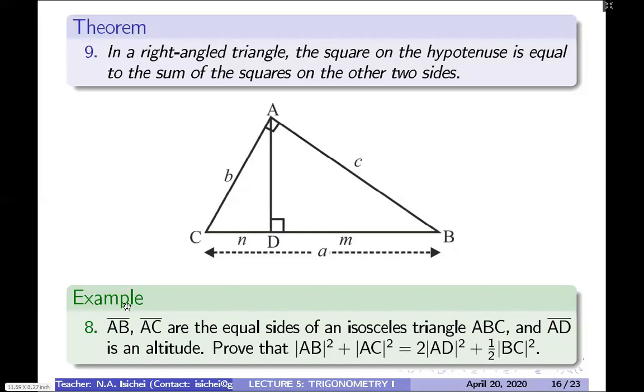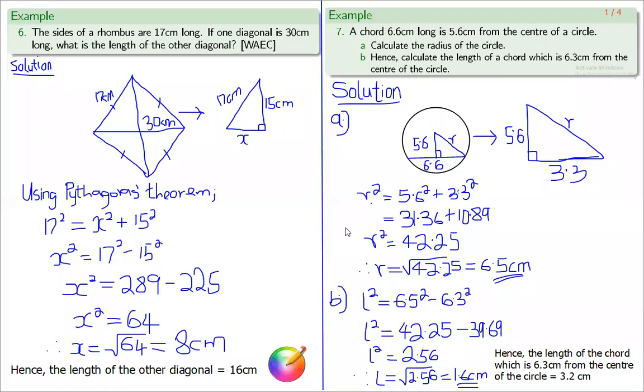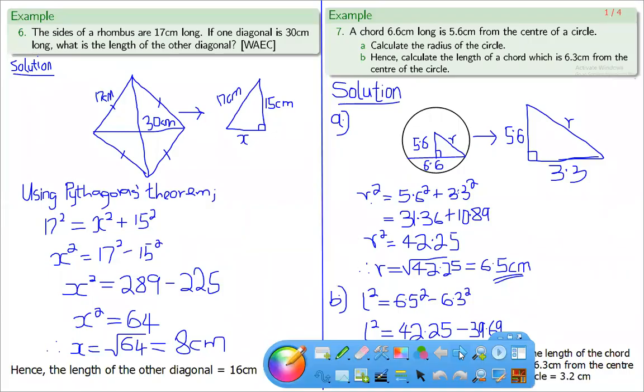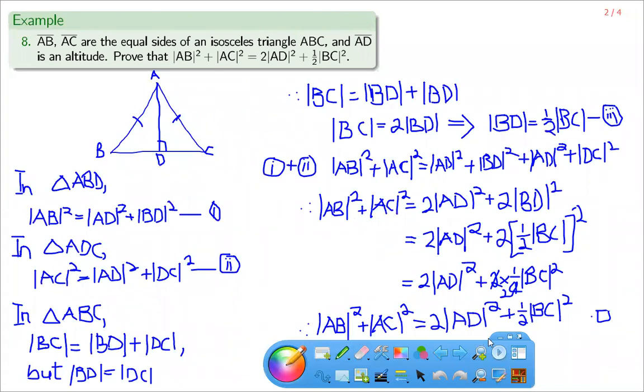So let's now go to example 8. Line segments AB and AC are the equal sides of an isosceles triangle ABC, and AD is an altitude. Prove that length AB squared plus AC squared is equal to 2AD squared plus half BC squared. This is a nice and lovely question, and let me show you the solution to that question. Very lovely one. So here is the solution.